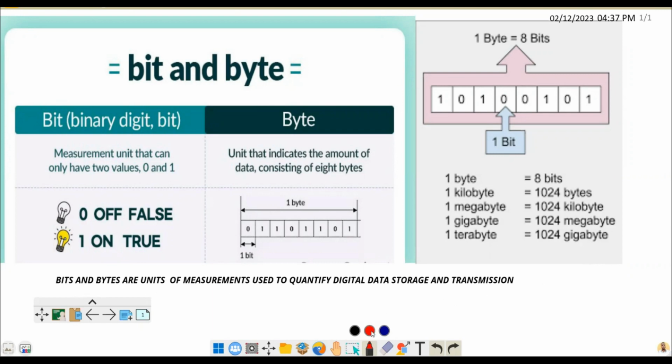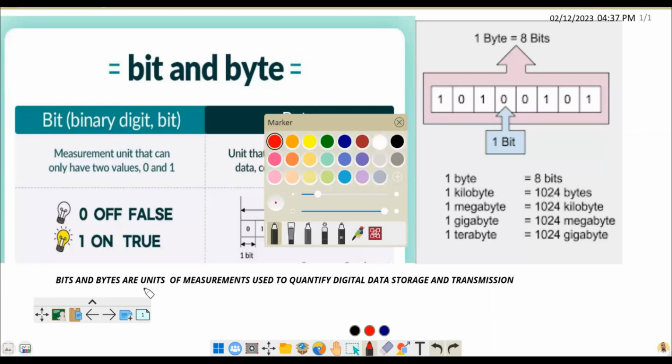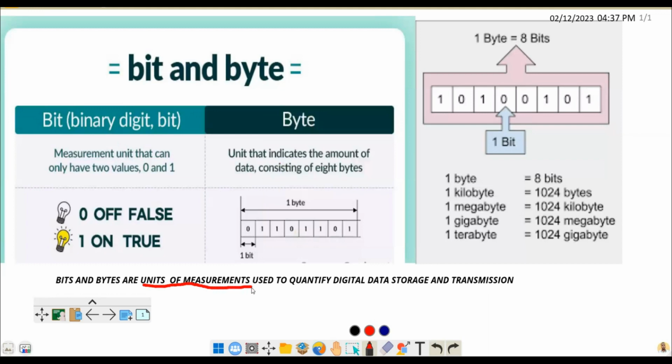So we are saying these are what? These are a bit and byte. These are units of measurement, and these units of measurement are used to quantify data storage and transmission. We have two main keywords here: quantify digital data storage, meaning these are the units of measurement of how data is stored, and then how it is transmitted inside the computer.